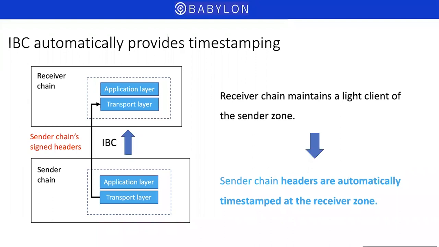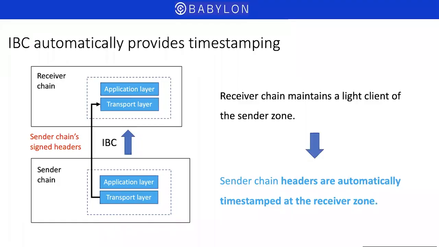The headers allow you to keep track of the valid data set, to know that the stuff being sent over is valid by doing a Merkle inclusion proof. So the receiver chain basically maintains a light client of the sender zone. But what is a light client? A light client is nothing but a sequence of headers.